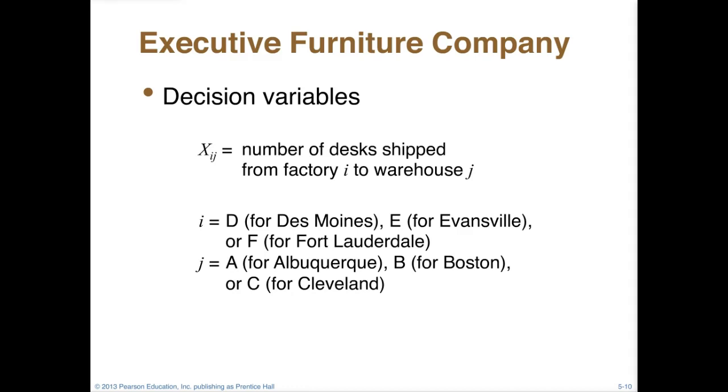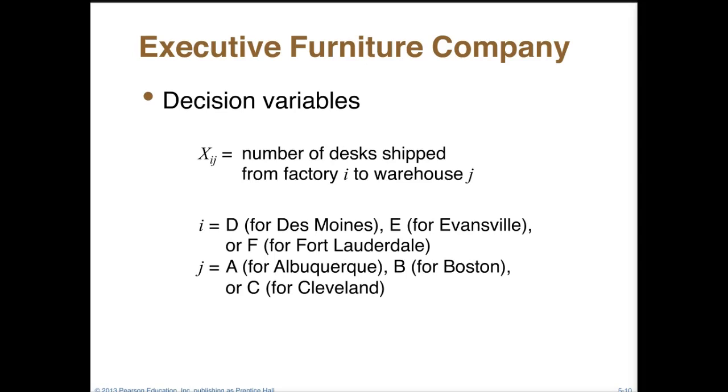So, for example, here, let me make sure that this is writing correctly here. So let's say if I said X sub FC, then what that means is that I'm talking about the number of desks that I'm shipping from Fort Lauderdale to Cleveland. Okay. And if I said X sub EB, then that's saying the number of desks I'm shipping from Evansville to Boston. So that's how we will label these.